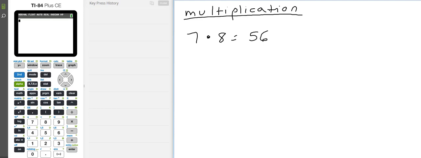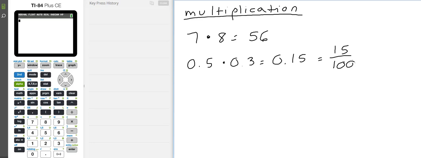Let's say we have two decimals. Let's say we have 0.5, and we're multiplying it by 0.3. It's going to give us 0.15. 0.15 is a rational number. If you don't know how to do it in your head by putting 15 over 100, you can do it on your calculator, and the calculator will actually give you a simplified fraction of 15 over 100, which is a rational number. So multiplying two rational numbers is always going to give you a rational number.